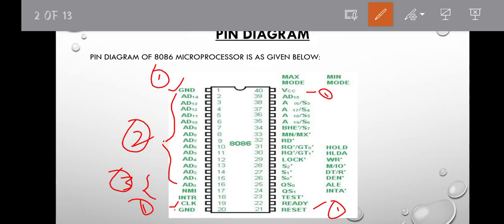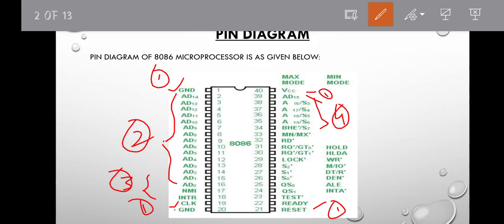Now we have to see the right side pins. Here, in the fourth step, we have to keep AD15 to S7. This is the fourth step. Here, AD15 to BHE/S7. We have already covered up to AD14.